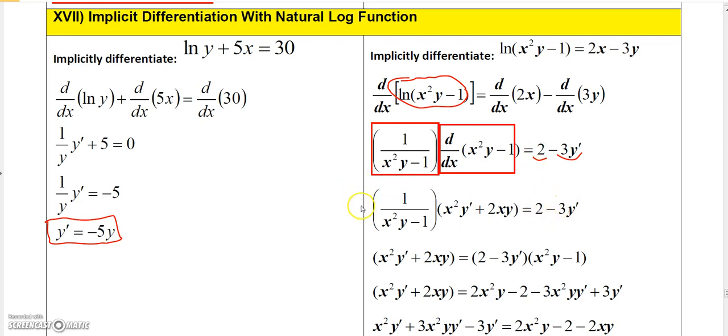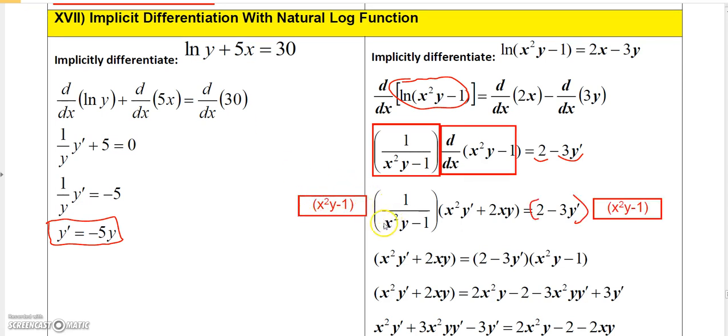Now I'm going to have to do something here, and so let me show you what I'm going to do. Let me set it up for you. So what I want to do is I want to get rid of this denominator right here. So I can get rid of it by just multiplying this side by x squared y minus 1. And then that way, when I do that, that will cancel with this, and then I'll just be left with this part right here, x squared y prime plus 2xy.